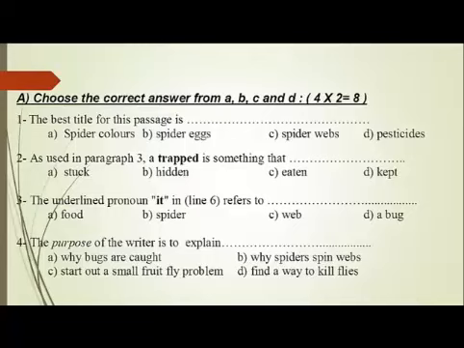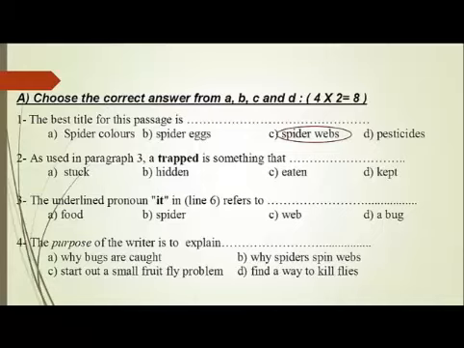A, spider colors. B, spider eggs. C, spider webs. D, pesticides. The answer is spider webs. The best title for this passage is spider webs. Number 2.